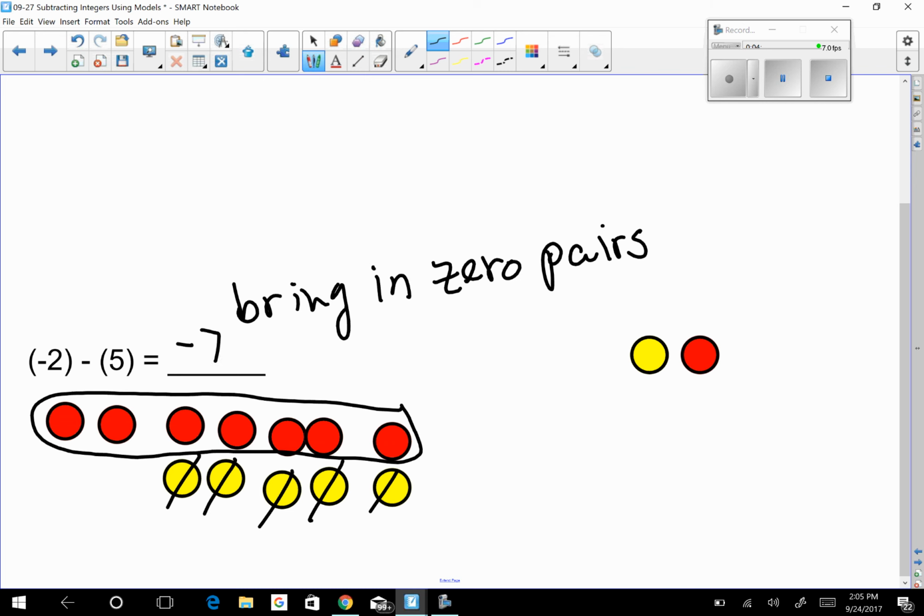And y'all will kind of start noticing a pattern as we go along. Now you have to make sure that when you're doing your homework on these kinds of problems that you are showing that you've brought in these 0 pairs. You see how I lined them up like this?